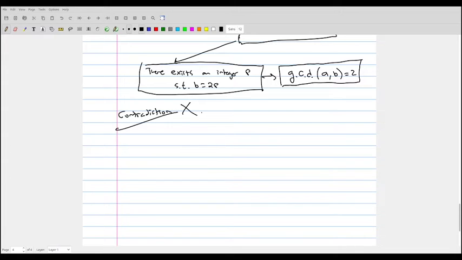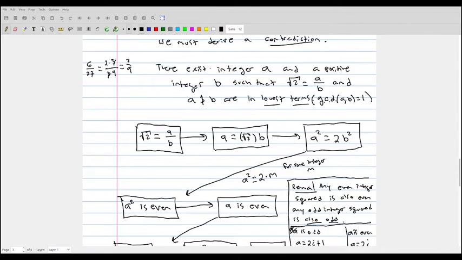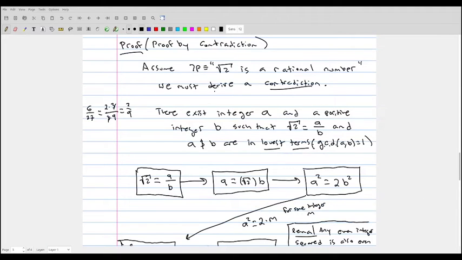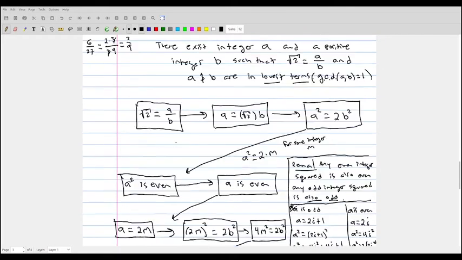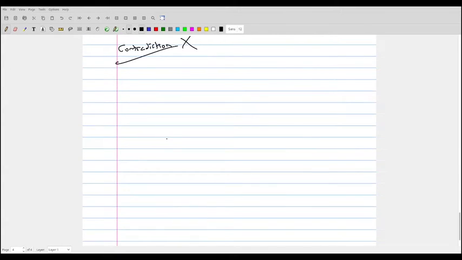We've successfully derived a contradiction by assuming the opposite of what we're trying to show, which is that the square root of 2 is a rational number. So therefore, we must conclude that the square root of 2 is not a rational number, or that the square root of 2 is an irrational number. This is a relatively common proof, and it's a very good proof for showing exactly how to do a proof by contradiction in mathematics.